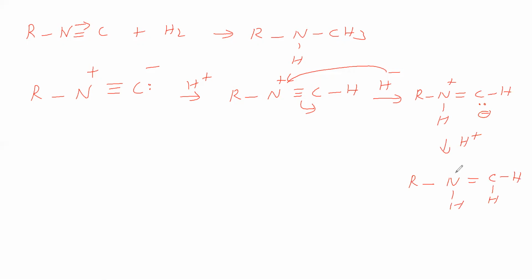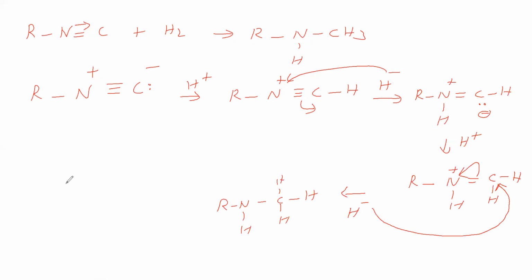Okay, we are getting like this. Next, H minus is attacking. So we are getting so and so. Okay, so this is called a reduction. Isocyanide on reduction gives secondary amine, that means N-methyl amine. In this isocyanide, N becomes NH, C becomes CH3 in the reduction.